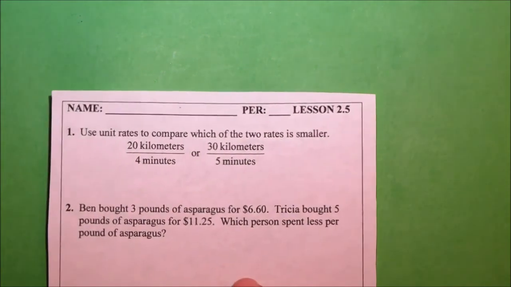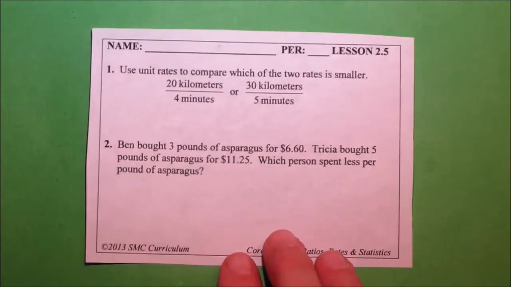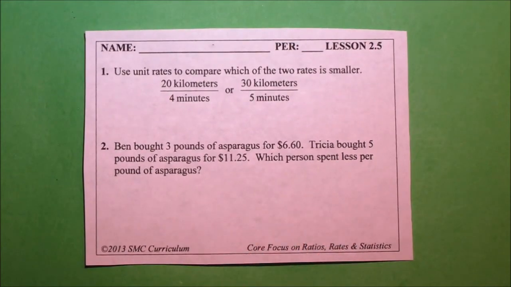Okay, so let's take a look at your exit ticket for lesson 2.5. Just for practice, a little extra assurance that you've got this down. Okay, so that's lesson 2.5 out of the Rates, Ratios, and Statistics book. Remember, the only way to learn math is to do math, and mistakes are proof that you're learning.